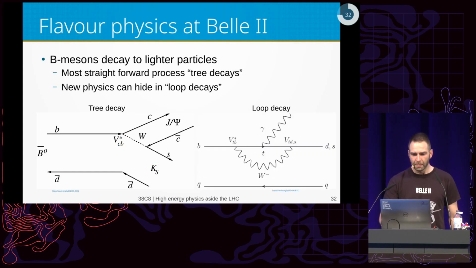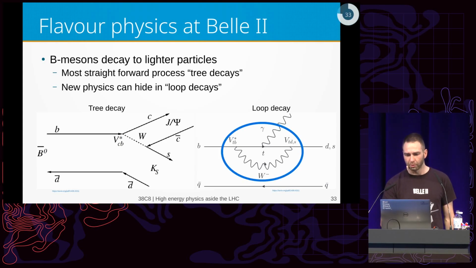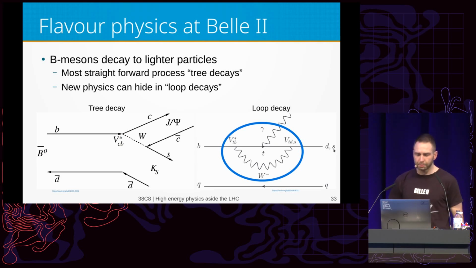In addition to that, we have the loop decays. These are a bit more complicated. They're called loop decays because, well, here you have some sort of loop. There are additional particles going here, then a photon is radiated off, and the B quark can then go to a D quark or an S quark. The interesting thing here is that the new physics effects we are searching for in high energy physics and in flavor physics can hide in these loops. It's easier to hide in here than here, and then we can see small effects.